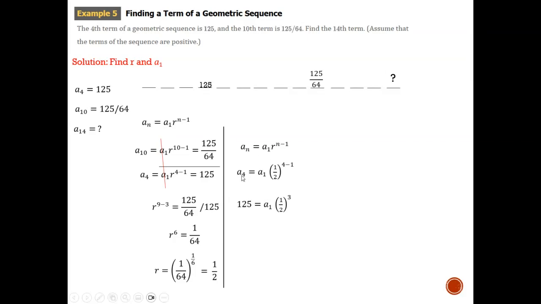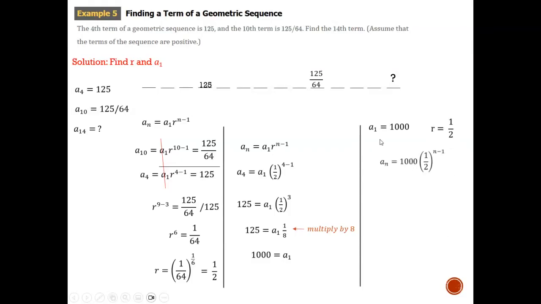So we have the formula, we know a sub 4, I'm plugging in those values. A sub 4 is 125, plug in the 4. I'm solving for a sub 1. 1/2 to the 3rd is 1/8. I need to solve for a sub 1, so times 8 on both sides. 125 times 8 is 1,000. I use the r value that I found, I use my a sub 1 value, and I have a general formula now with a sub 1 being 1,000, r is 1/2.